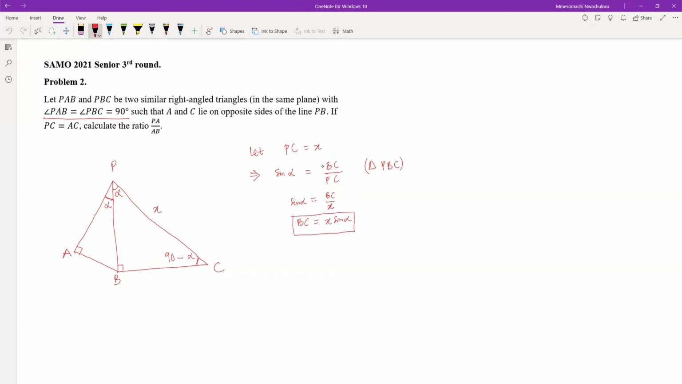And then let's find PB. To find PB, we can use cosine alpha. Cosine alpha is equal to the adjacent to the angle, so that's PB, over the hypotenuse, PC. So remember, we're still dealing with triangle PBC. PC is equal to X, so this gives us that cosine alpha is equal to PB over X. So we have PB equals X cosine alpha.